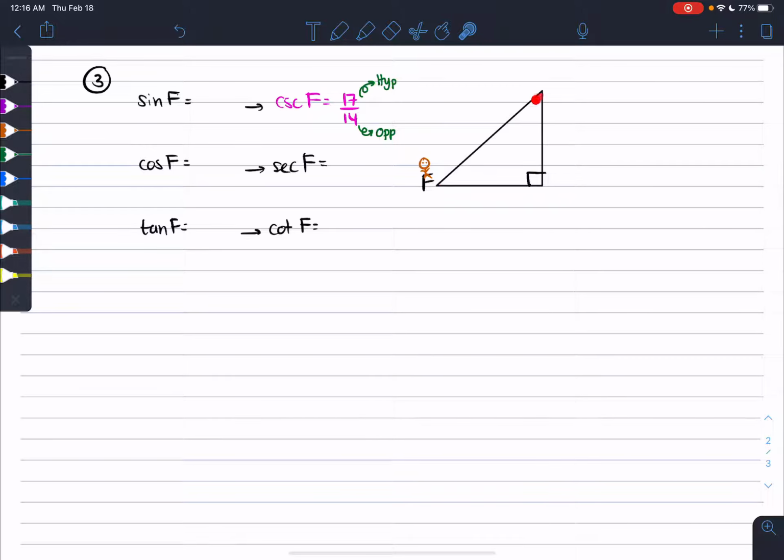Here is our hypotenuse because it's across from our right angle. We have the opposite side here, and we have our adjacent side down here. So we know that the hypotenuse is 17 and our opposite is 14. So we want to figure out what is the adjacent side.